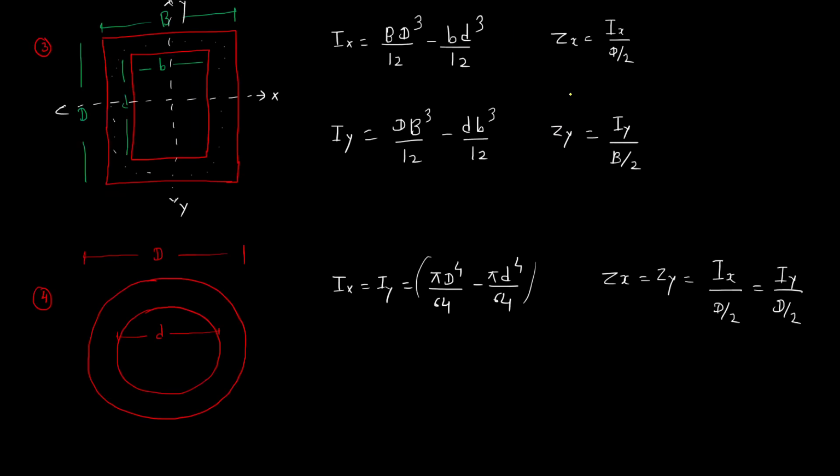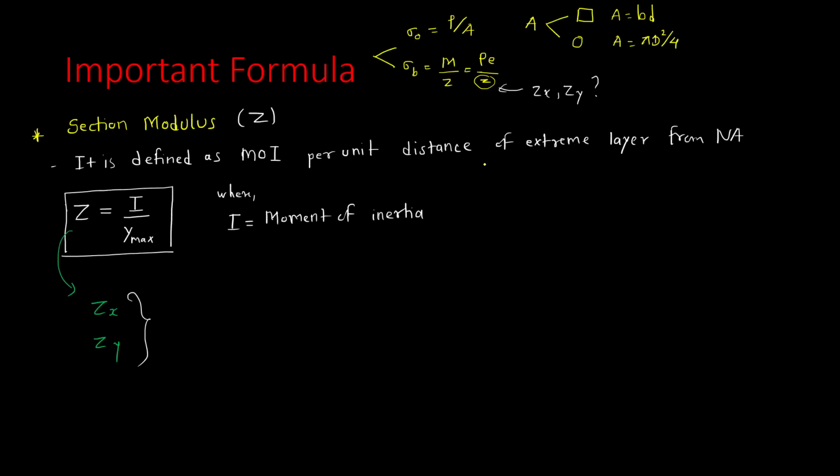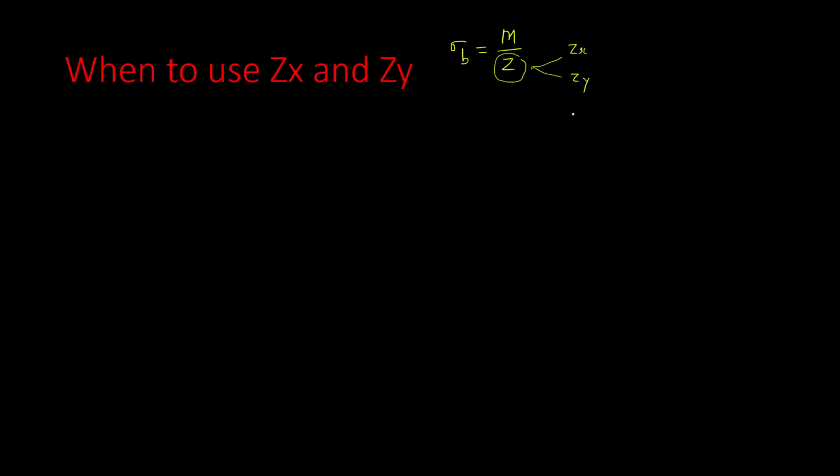Now this is a point of confusion while solving the problems, that is, when to use Zx and when to use Zy. So to quickly revise what Zx and Zy are, the formula for bending stress is M divided by Z. This Z which is present in the denominator, we can take either Zx or Zy. The calculation of Zx and Zy we have seen in the previous lecture, so you can watch that. But for now, in this lecture we will see when to use Zx and when to use Zy.